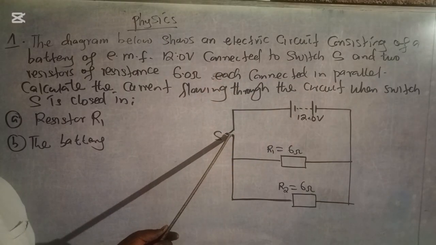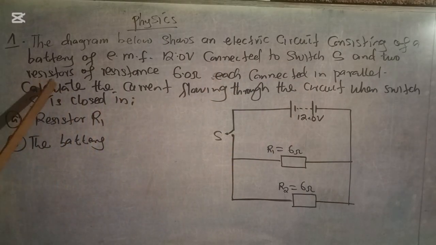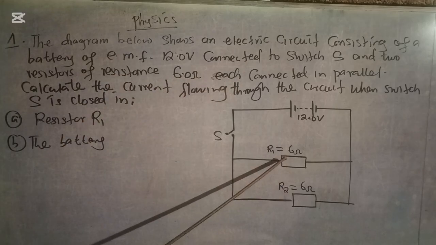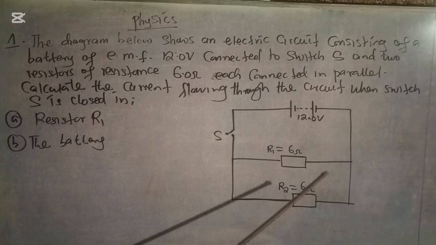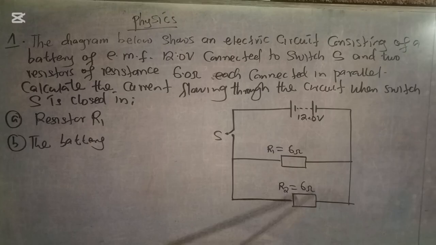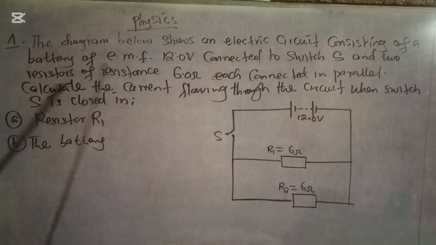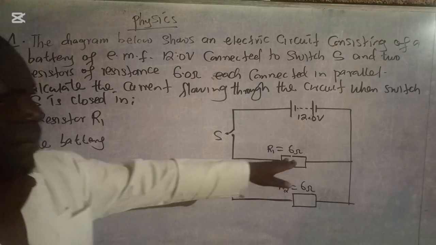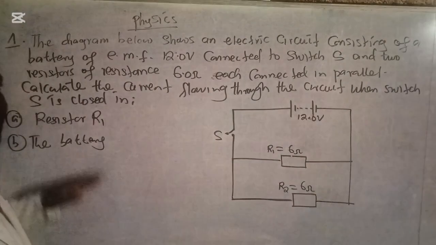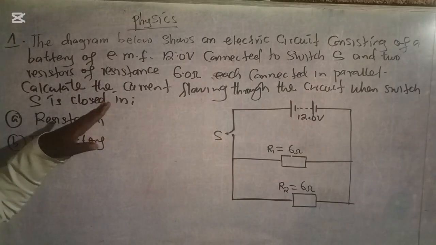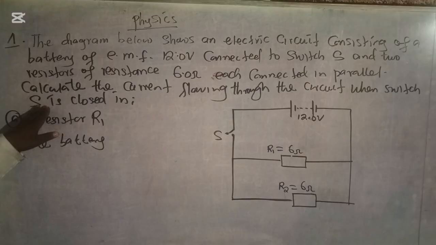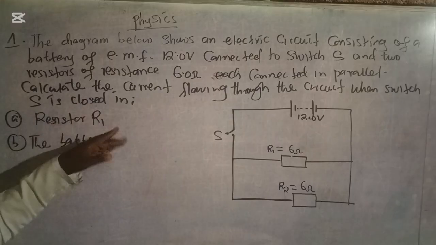This is a switch, as you can see, and two resistors of resistance 6.0 ohms each, which means resistor 1 and resistor 2 have an equal number of ohms, 6 ohms and 6 ohms altogether. They are connected in parallel. As you can see, these two are in parallel. Now calculate the current flowing through the circuit when the switch S is closed.